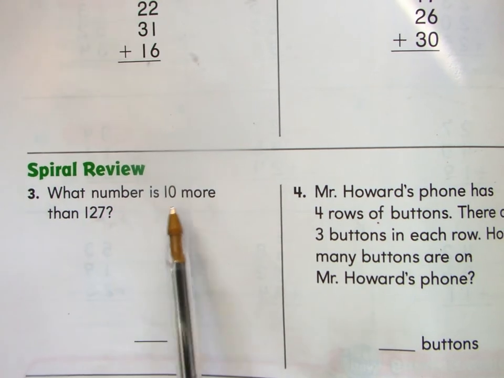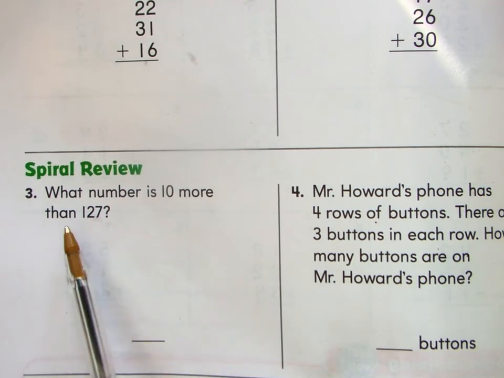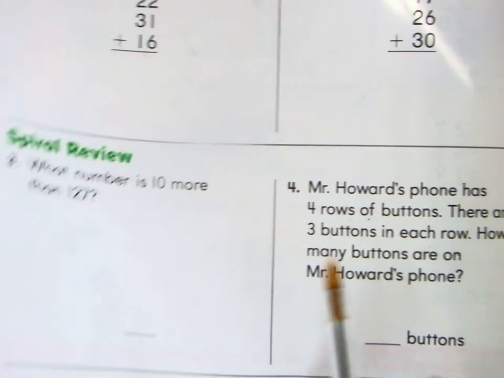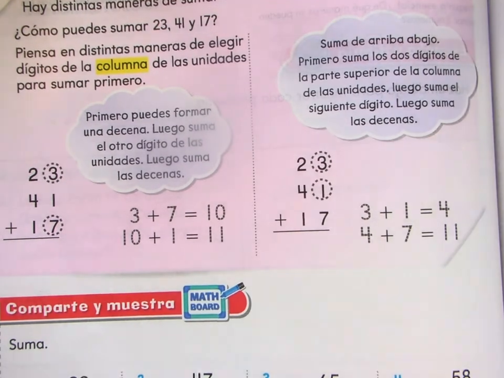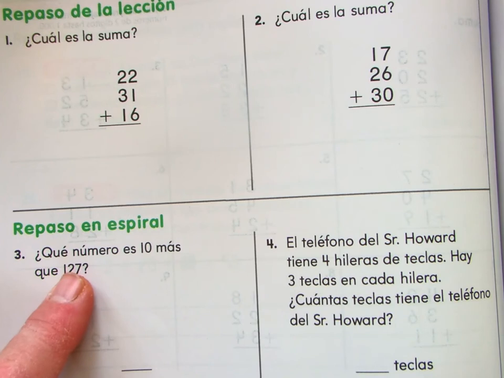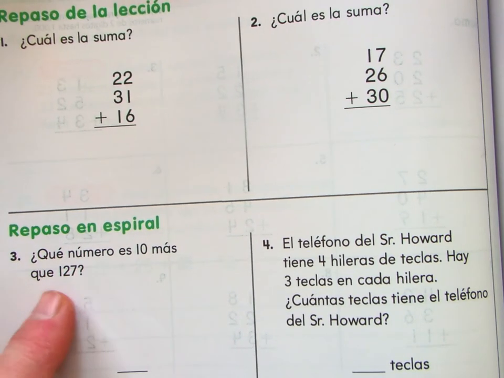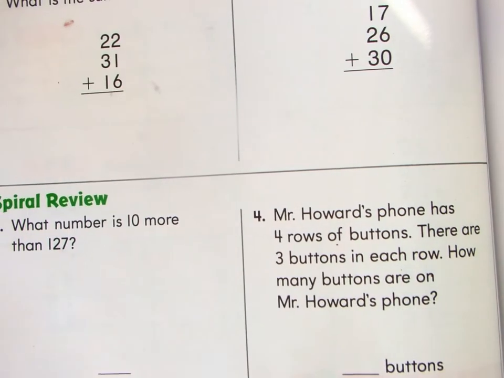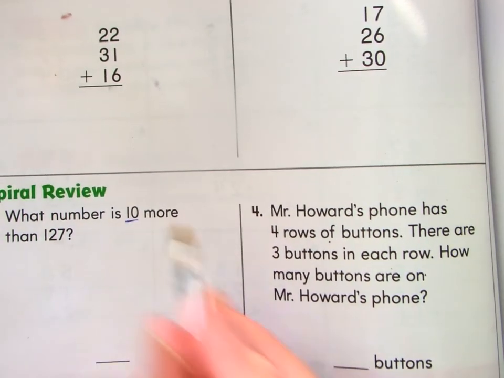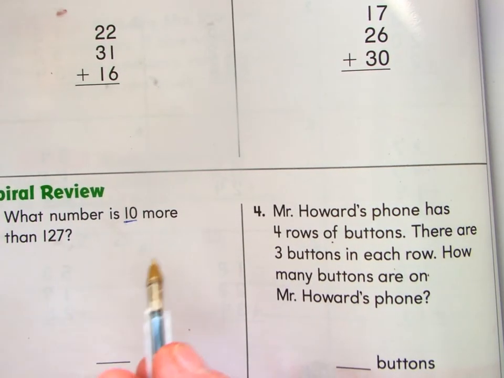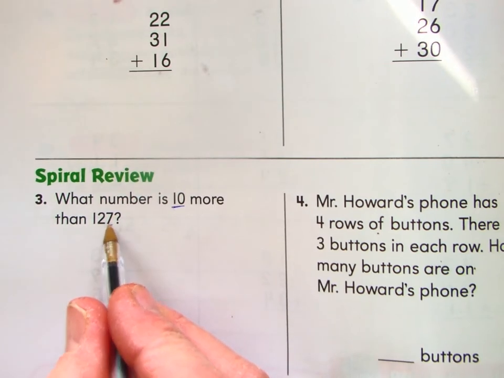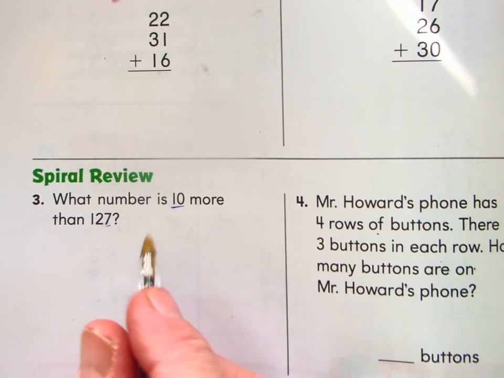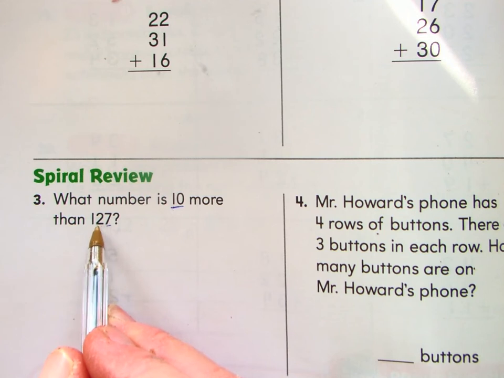What number is 10 more than 127? What page are we on? 302? ¿Qué número es 10 más que 127? Okay, boys and girls, it's 10 more. Which is the tens column? Is this the tens? No, that's just the ones. Is that the tens? Yes.